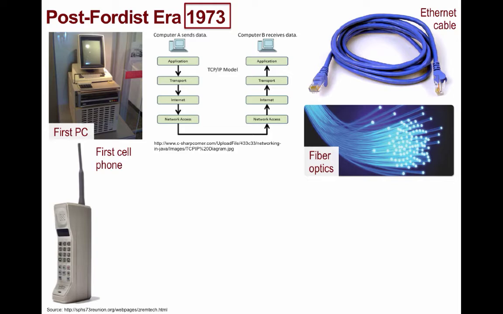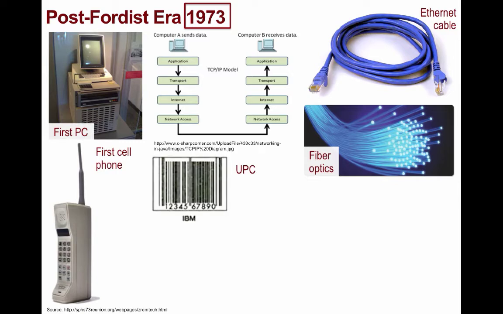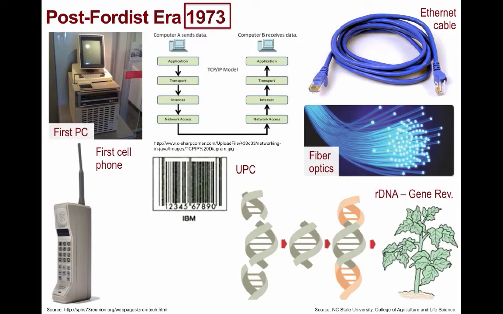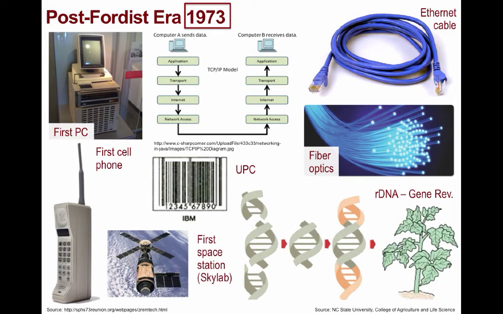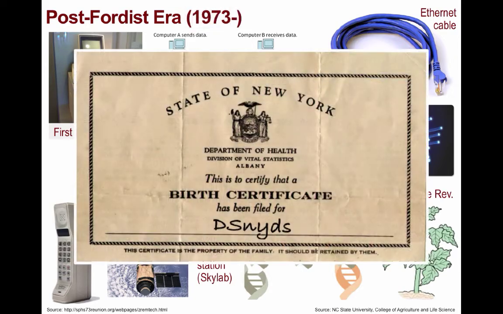Other major innovations included Universal Product Codes, or UPC symbols, invented by IBM, enabling instant and reliable transactions. Genetic engineering through recombinant DNA was invented, making the gene revolution possible. And Skylab, the first space station, was launched by NASA, providing a wealth of scientific knowledge over its short lifespan. And last but not least, I was born.